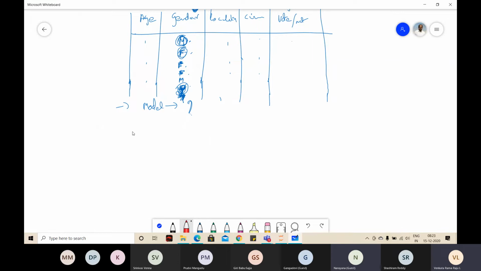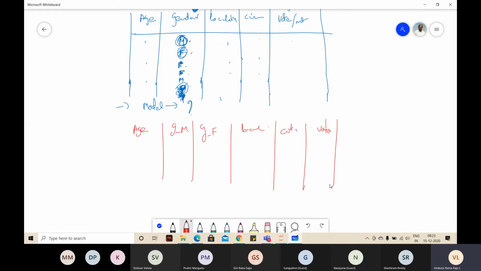Your intuition is right. So G underscore M and G underscore F are the gender male and female columns, and then locality, city. This is how the data set actually gets converted. This is what I said when I explain one concept: I'm going to use it again and again, and you will get clarity. I think you should have more clarity now. Even if not, let me know and I'll go over it again.